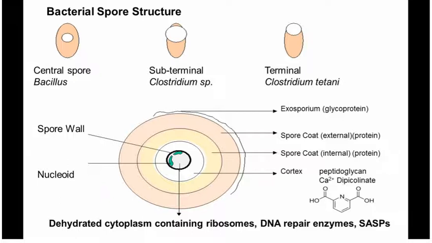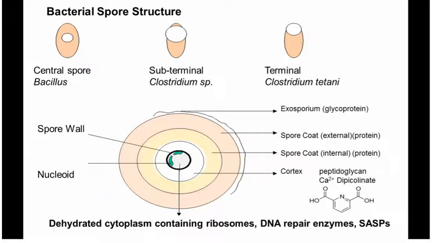So endospores are formed by some gram-positive bacteria, never in gram-negatives. There are no spore-forming gram-negatives. And the position of the endospore within the bacterial cell is a kind of criterion for identification. So you can distinguish Bacillus from Clostridium because of the position of the spore. Endospores are found inside another bacterial cell, the vegetative cell.